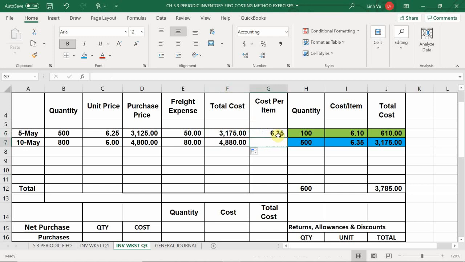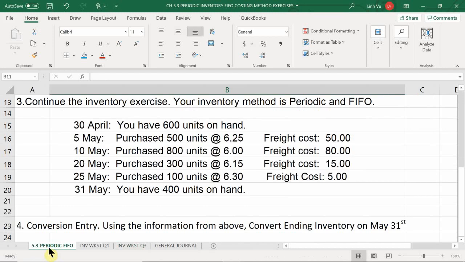It's $15, no, $15. Okay, yes. Sorry. No worries. $1,895, divided by how many? 300 equals $6.20. Okay, good.